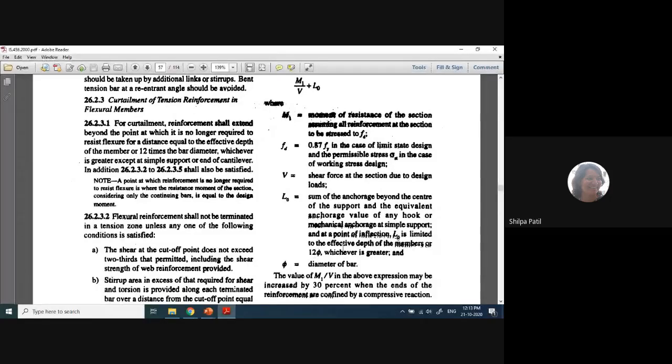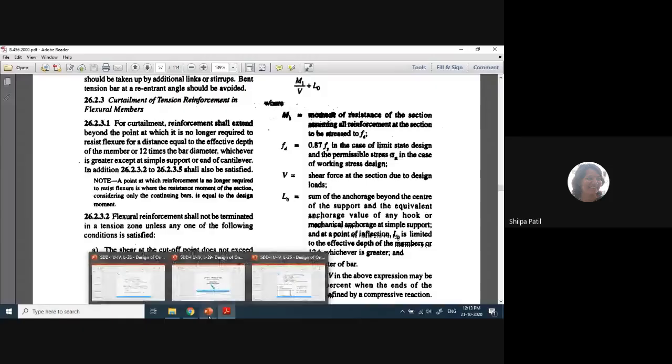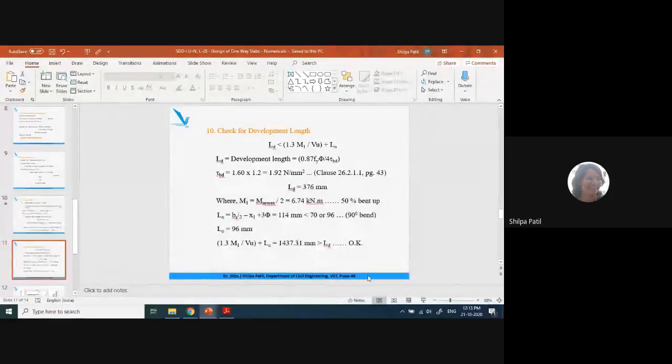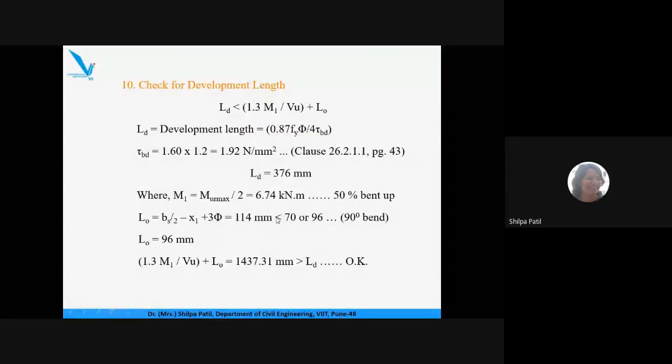So the effective depth we have adopted is 70 mm, and 12 phi we have to calculate, which is coming as 96 here. Out of these two values, 70 or 96, whichever is greater, 96 is greater. So L0 should be less than 96.